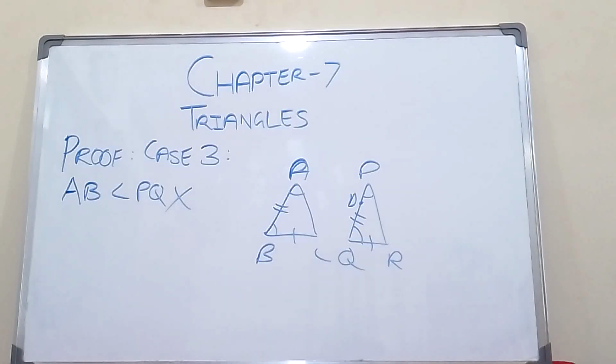So using the same way how we proved it in case 2, we'll be using the same thing in case 3 as well. The only change is that we are taking a different triangle this time. So this is how we prove SAS.